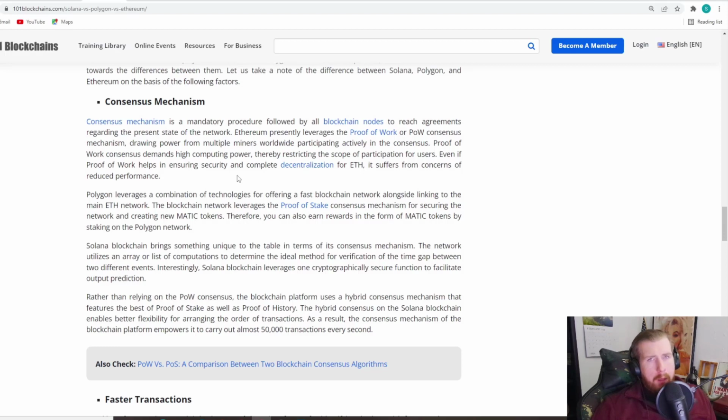and it requires quite a bit of energy. That is one of the main critiques of cryptocurrency as a whole, the sheer amount of power that it takes to keep the network running.